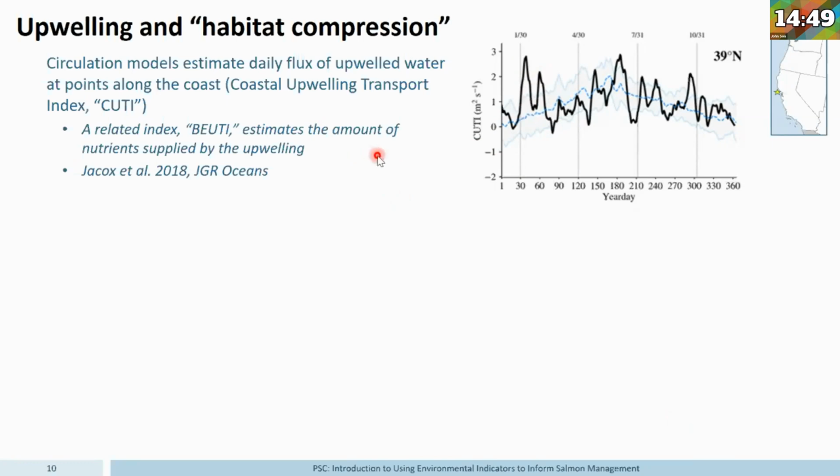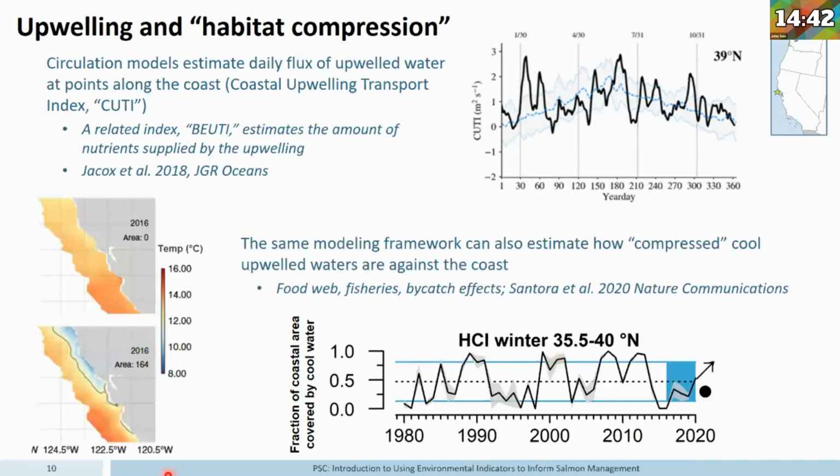The same models that generate this circulation information and tell us about upwelling can also be used to look at how squeezed up against the coast that upwelled water is. This is work that Jared Santora has led on habitat compression, and you can see a couple of contrasting examples here from 2016 where basically all the water along this part of Central California was relatively warm until upwelling began, and you can see that cooler water started to show up near the coast. And you can track that kind of index through time as well and see that, say, over the last 5 or so years since the blob occurred, that amount of cool water has actually been expanding during the wintertime in this same area of the coast. So both the spatial exploration of data as well as the time series is valuable.